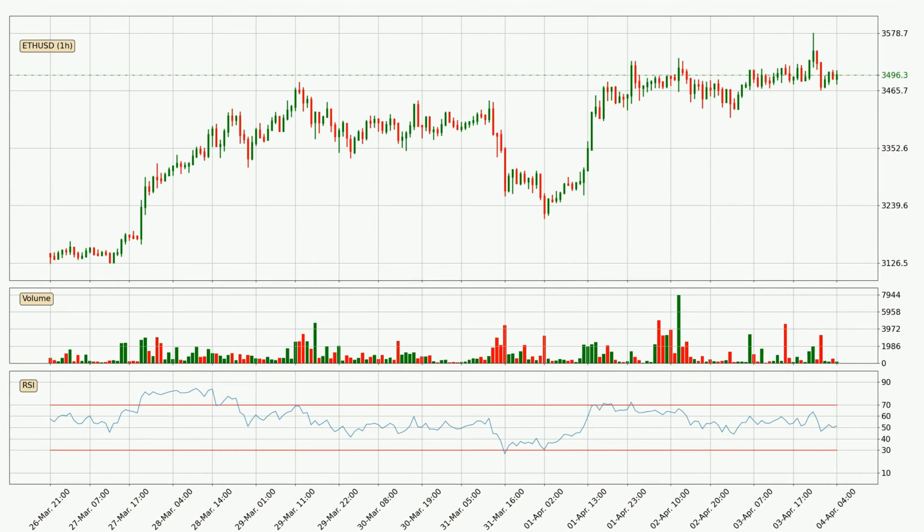Jumping to the hourly relative strength index, the current hourly RSI is at 51, so it doesn't show signs of overbought or oversold conditions at this point.